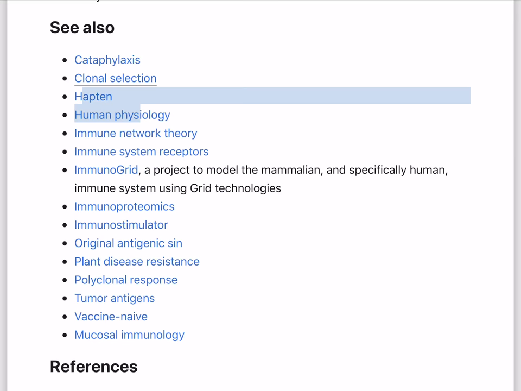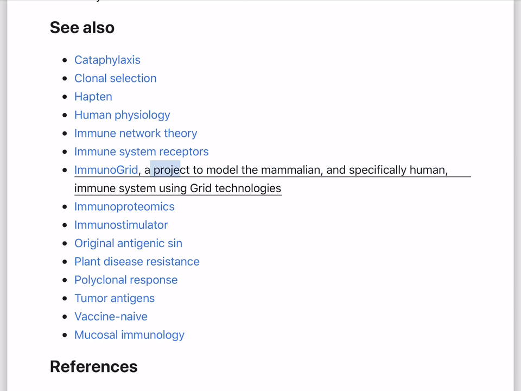See also: cataphylaxis, clonal selection, hapten, human physiology, immune network theory, immune system receptors, ImmunoGrid, a project to model the mammalian, and specifically human, immune system using grid technologies, immunoproteomics, immunostimulator, original antigenic sin, plant disease resistance, polyclonal response.